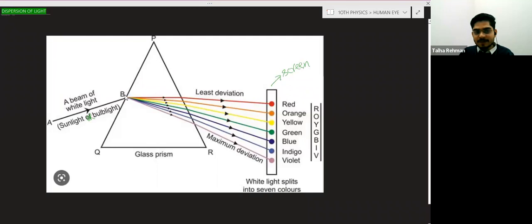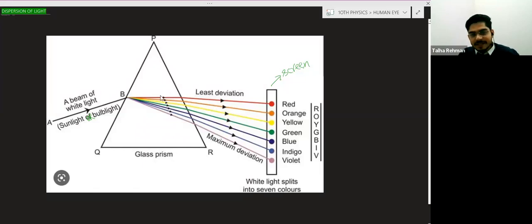So a white light is passing through the prism, and due to the refraction, see, different colors are there on the screen: red, orange, yellow, green, blue, indigo, violet. So basically the white light will split into 7 colors. And why is this happening? Because from this experiment, it is found that white light is made up of 7 colors. 1, 2, 3, 4, 5, 6, 7 colors.